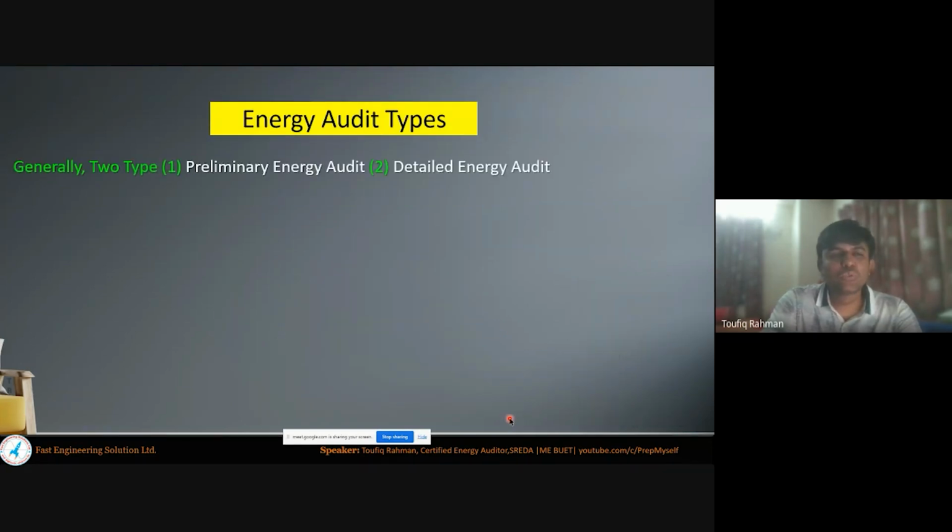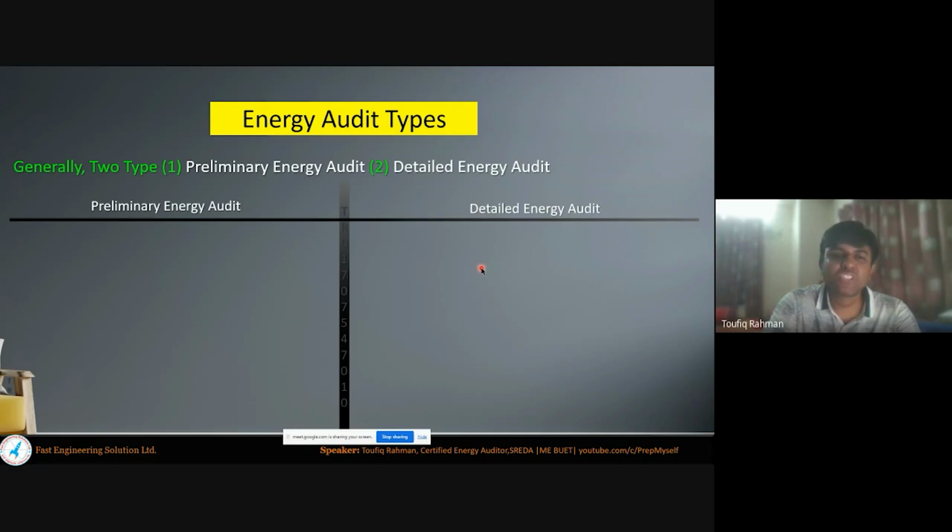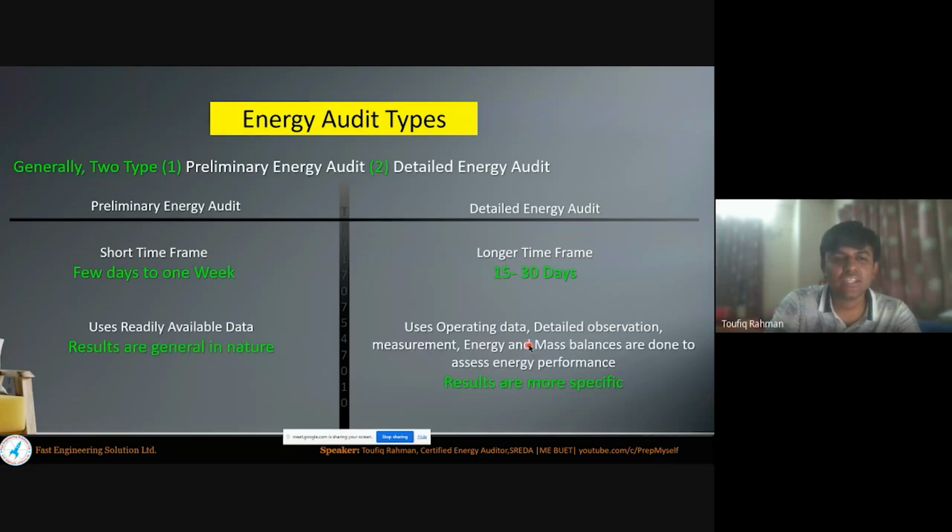So these are the two types of energy audit you can do in the energy management system: the preliminary energy audit as well as the detailed energy audit. These two have different time frames. Preliminary is very short, maybe a few days to 1 week, and for the detailed energy audit, 15 to 30 days is needed.